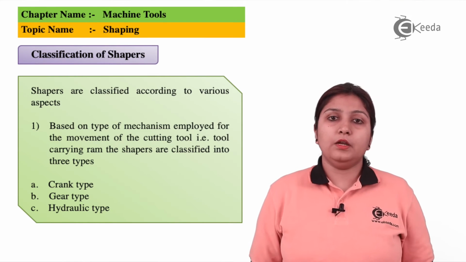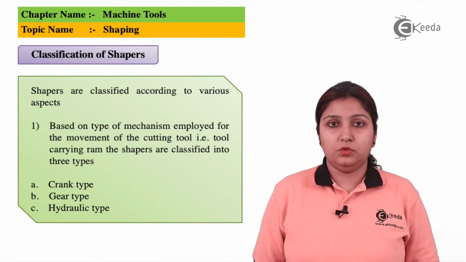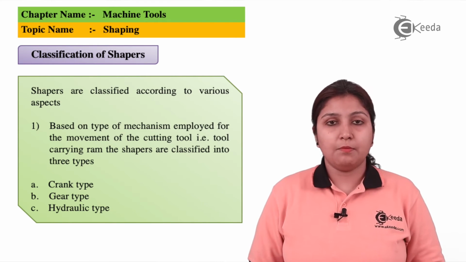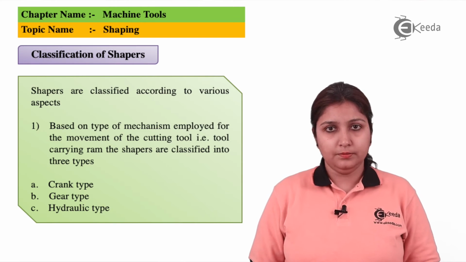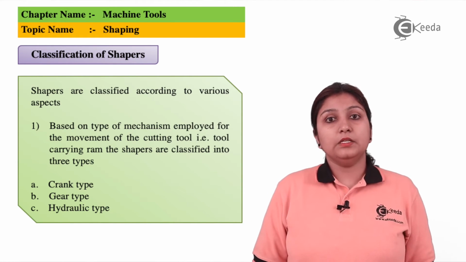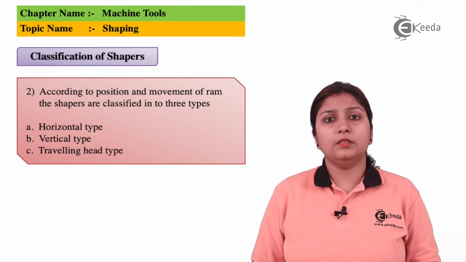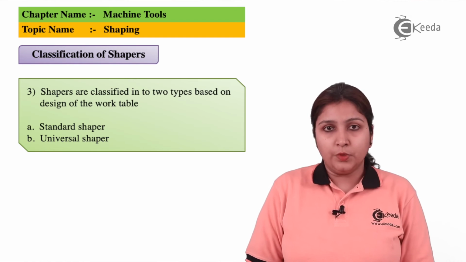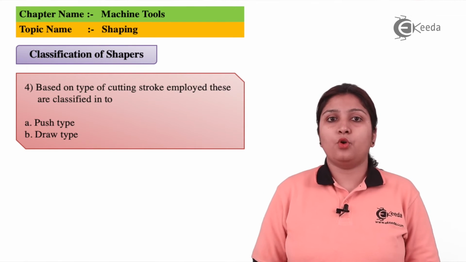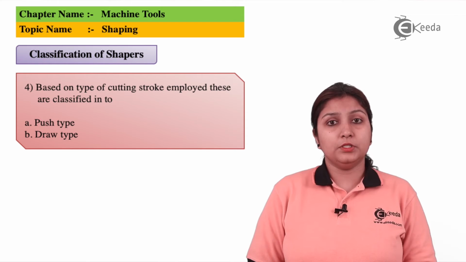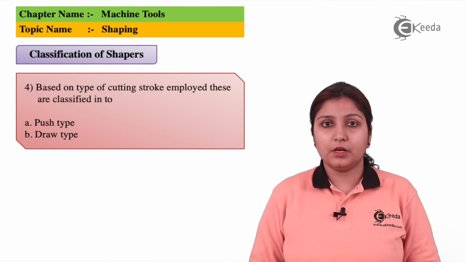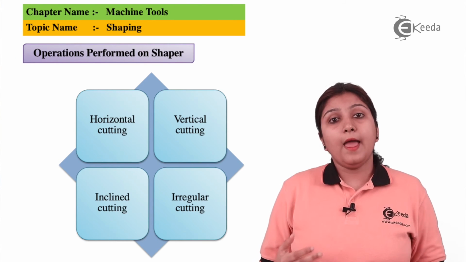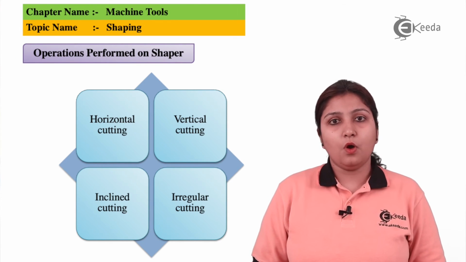So there are different kinds of shaper machine according to the use. Some of them are listed below. If I talk about the alignment, they can be horizontal as well as vertical. They also can be classified as gear, cam as well as other kinds of shapers. Also there are standard as well as universal shapers, push and draw shapers. So these are some of the shapers, but they differ from each other according to the use and according to the size. So any kind of cutting can be given on a shaper machine.